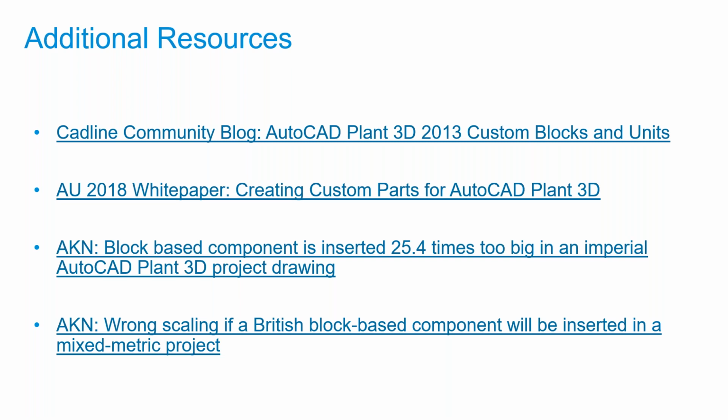And then for a little bit of troubleshooting, these two AKN articles here, Autodesk Knowledge Network, go through and talk about what happens if the scaling's wrong. Basically, if you have a block-based component that's too large in an Imperial drawing, how you need to go back and scale that and fix the block, and then vice versa, if you bring Imperial into a metric drawing with the wrong scale, how to go in and fix those.